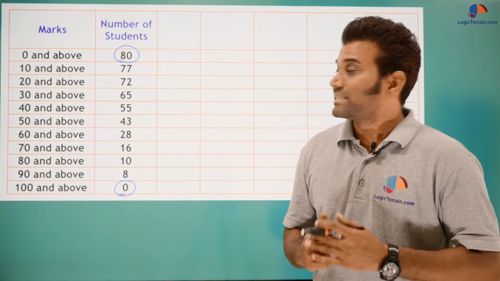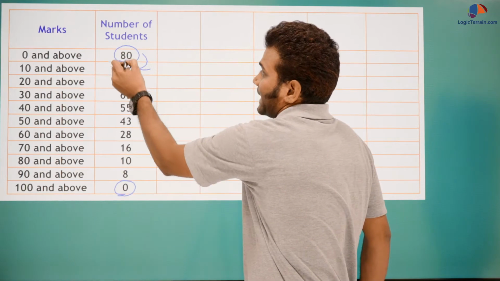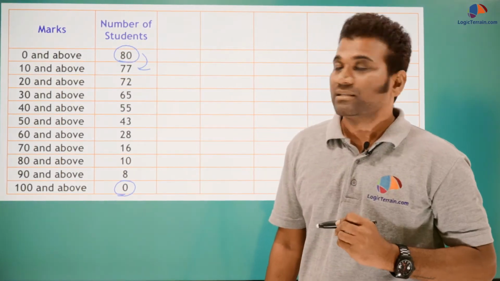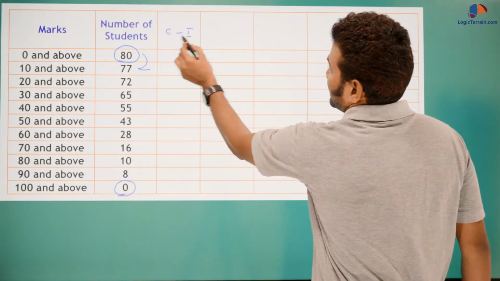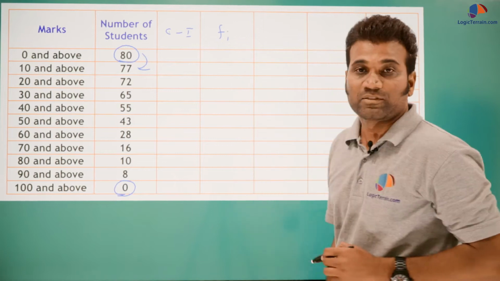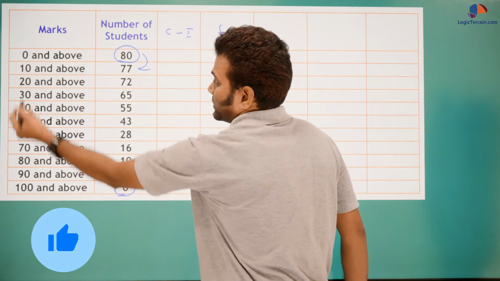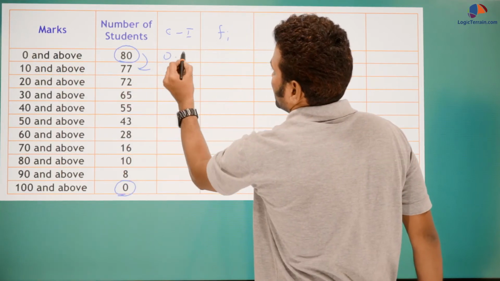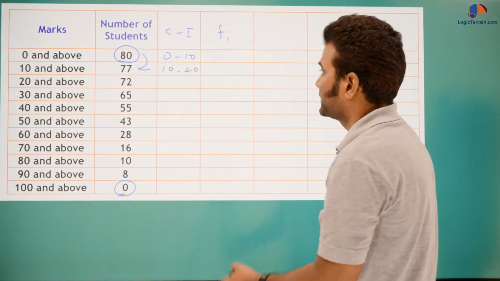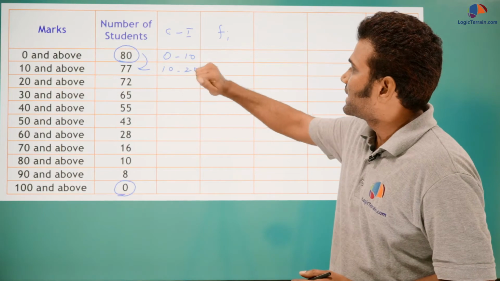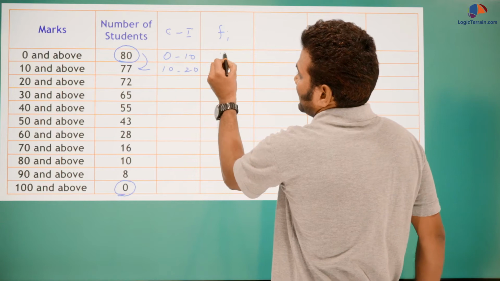Therefore, the number of students getting marks between 0 and 10 is the difference of these two. That is 80 minus 77, you will get 3. So for further, we'll find the class interval column followed by corresponding frequencies, right? So here you can see lower boundaries 0, 10, 20 and so on. So first class interval is 0 to 10 and next class interval is 10 to 20 and so on, and you will write. Here the number of students getting marks between 0 and 10 is the difference, 80 minus 77, we get 3 students.